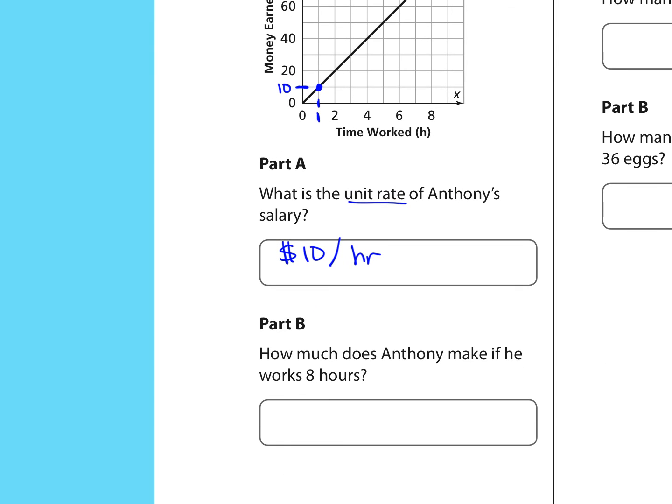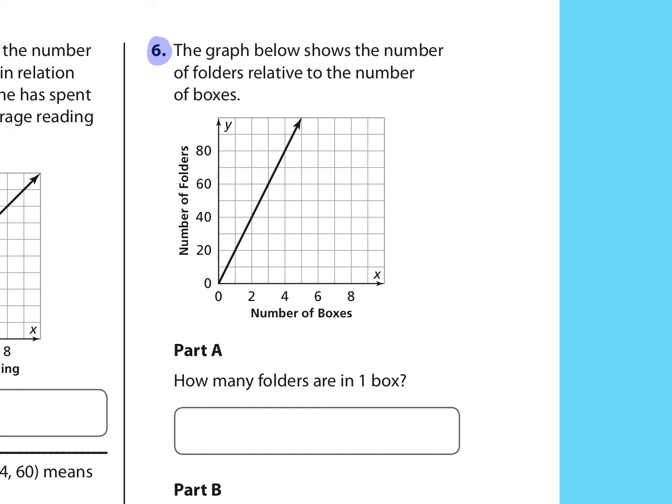Part B, how much does Anthony make if he works 8 hours? Well, we know it's $10 per hour, so we're going to multiply that by 8 hours, and that would be $80 for 8 hours. Number 6, the graph below shows the number of folders relative to the number of boxes. How many folders are in one box? So we have boxes. We go over here and see there's 1, and go across, and that would be 20 folders. So 20.